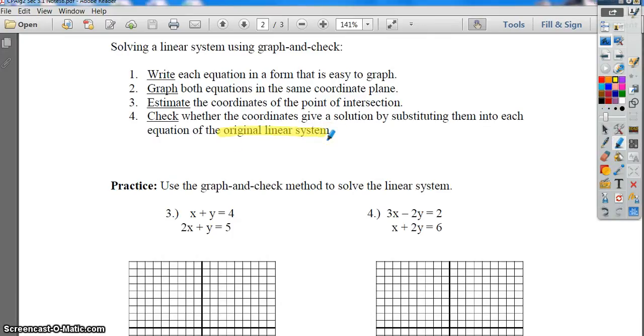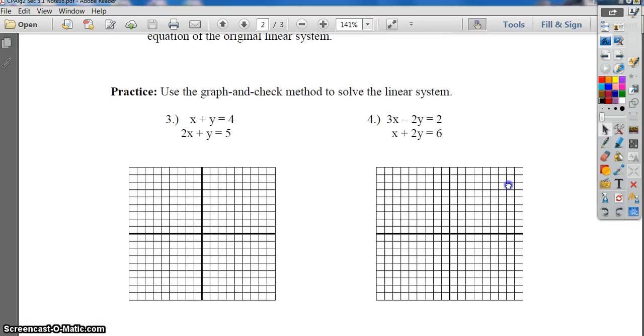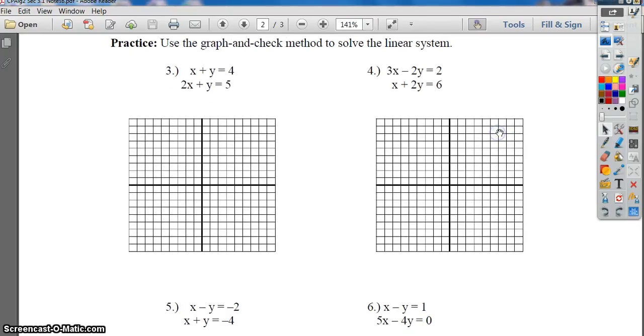Don't plug them into something you solved, because if you made your mistake in what you solved, you won't know if you did it incorrect or not. So always go back to the original. All right, so let's go ahead and do 3 and 4 here.